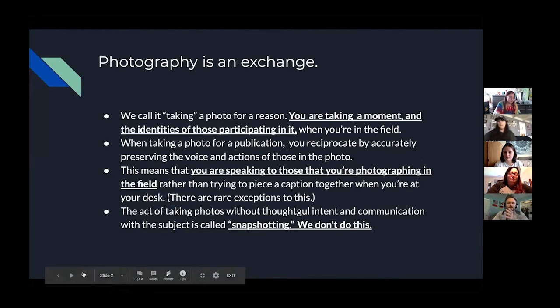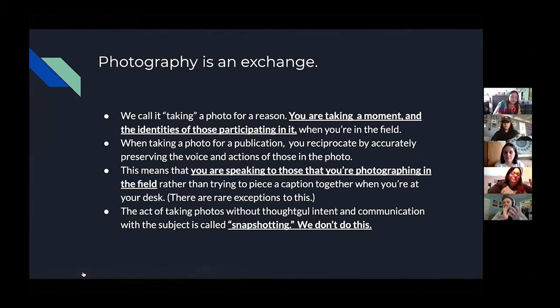So the first thing I want to say, and I know Sarah and I kind of had a back and forth on this, so I'm going to give my perspective, and then if Sarah, you want to give your perspective, given your own journey as a photographer, please go ahead. I call it taking a photo for a reason. You are actually taking a moment, the identities, the actions, and all of that that are happening within that moment when you're taking photos in the field.